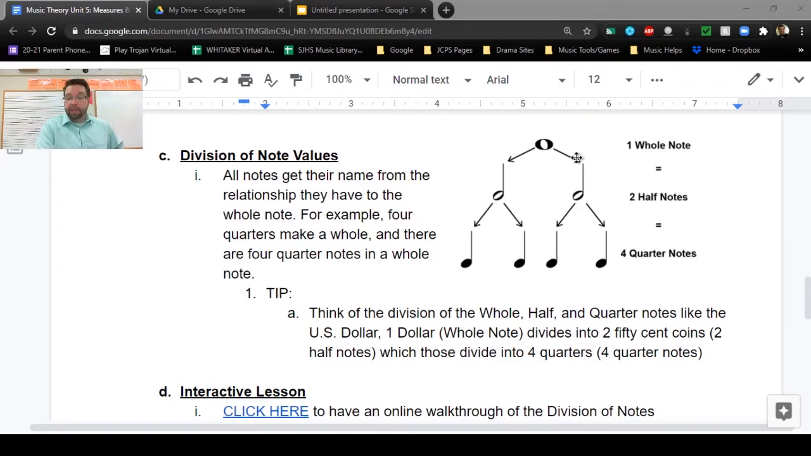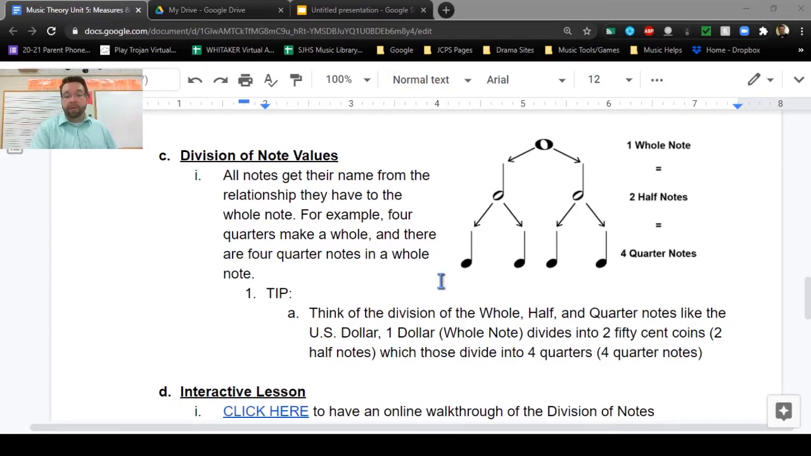The only difference here is that the pitch is played on each beat. So with 4 quarter notes, 1, 2, 3, 4, the pitch is played on each note, on each beat. For a whole note, you're sustaining the tone for 4 beats. 1, 2, 3, 4, 1, 2, 3, 4.